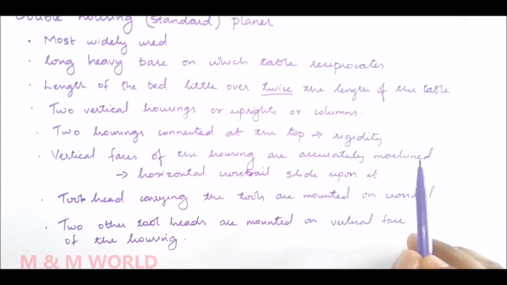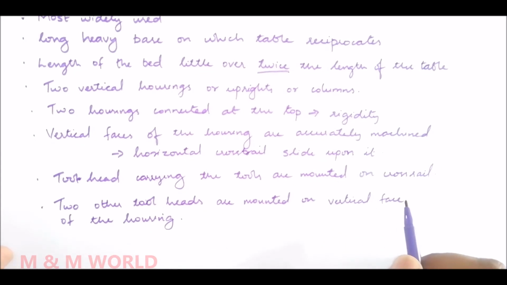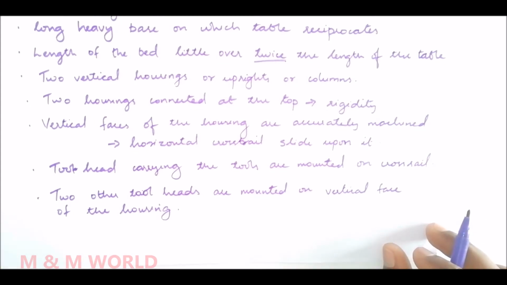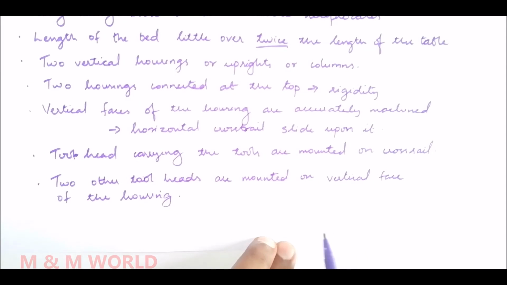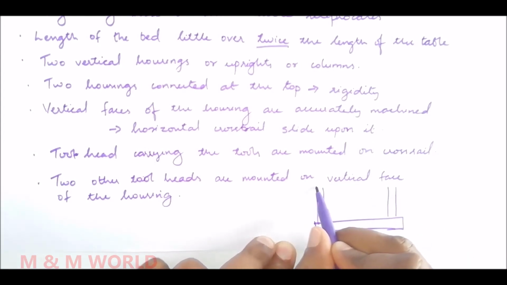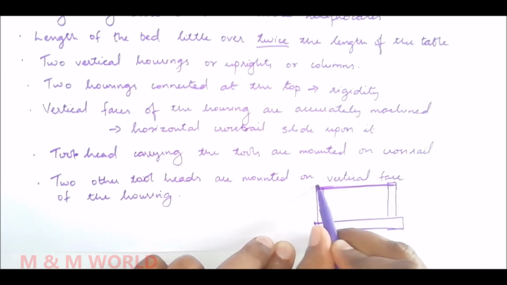The vertical faces of the housings are accurately machined so that the horizontal cross rail slides on these vertical housings. Then the tool head carrying the tools is mounted on this cross rail, and two other tool heads are mounted on the vertical faces of the housings. So we have a table, then two housings. The tops of the housings are connected by a cast iron member for rigidity.